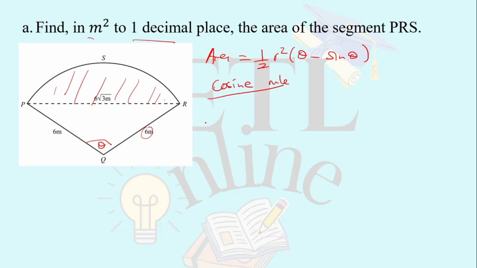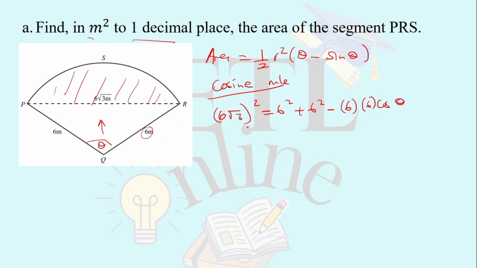We take this side and square it, which is 6 root 3 squared, equals 6 squared plus 6 squared, then minus 6 times 6, this side 6, cos theta. You just take this side and square it, then take this side, square it, plus this side squared, minus this side times this side, cos theta. This is how we do it.